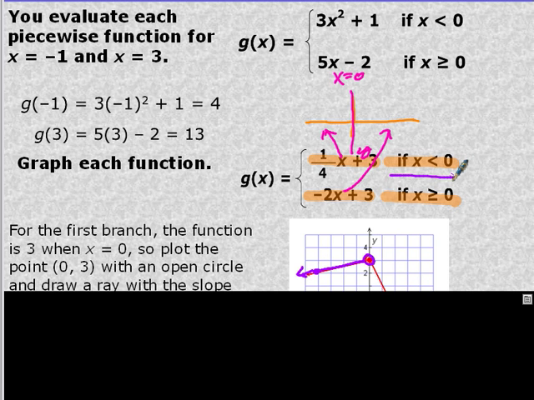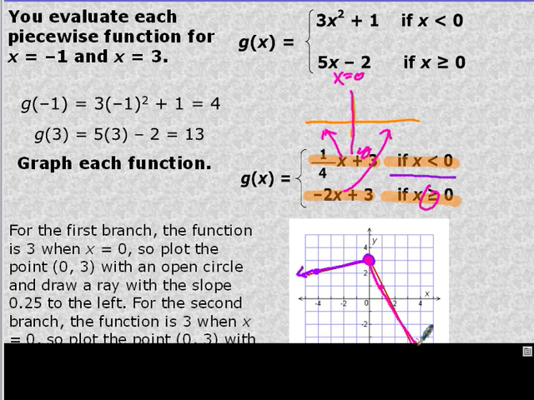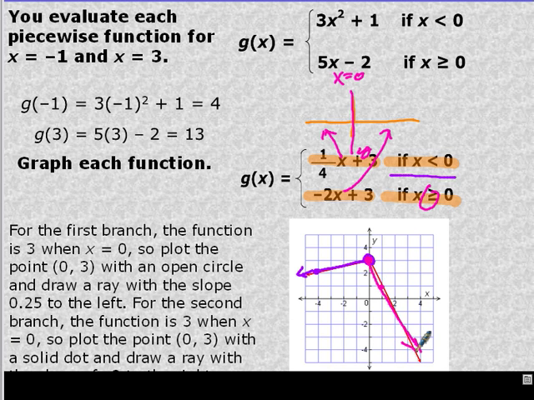This one starts when x is greater than or equal to 0. Notice again, this one has a y-intercept of 3, but since it's equal, we're going to make this one have the closed dot. And then it has a slope of -2, so we're going to go down 2 over 1. Draw our line, and again, it's going to go forever in the x greater than 0 domain. And that's going to be your graph for your piecewise function.